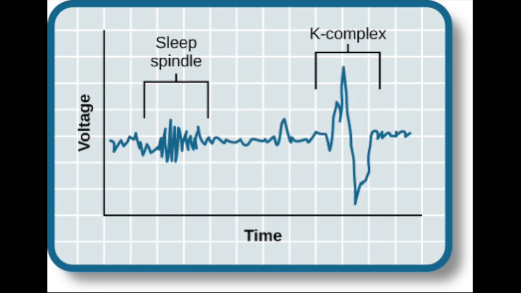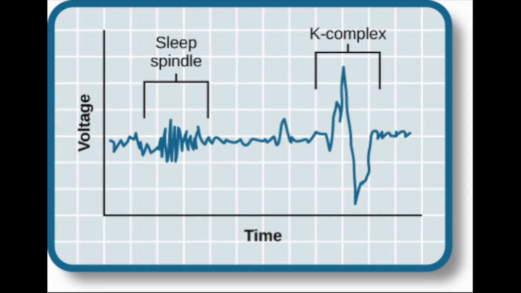Also, the appearance of K complexes is often associated with stage 2 sleep. A K complex is a very high amplitude pattern of brain activity that may, in some cases, occur in response to environmental stimuli. However, K complexes might also serve as a bridge to higher levels of arousal in response to what is going on in our environments. Therefore, we could state that stage 2 sleep is characterized by the appearance of both sleep spindles and K complexes.